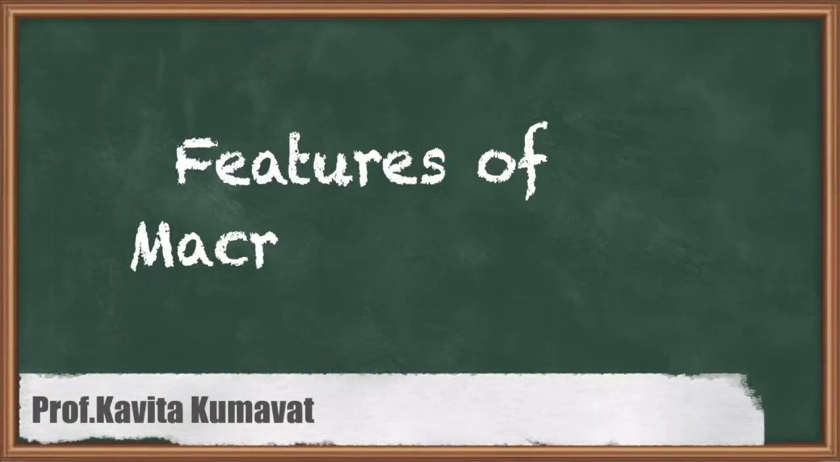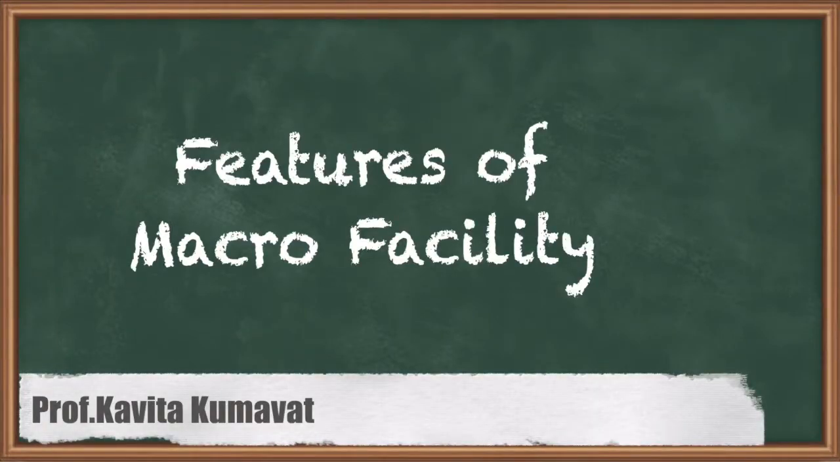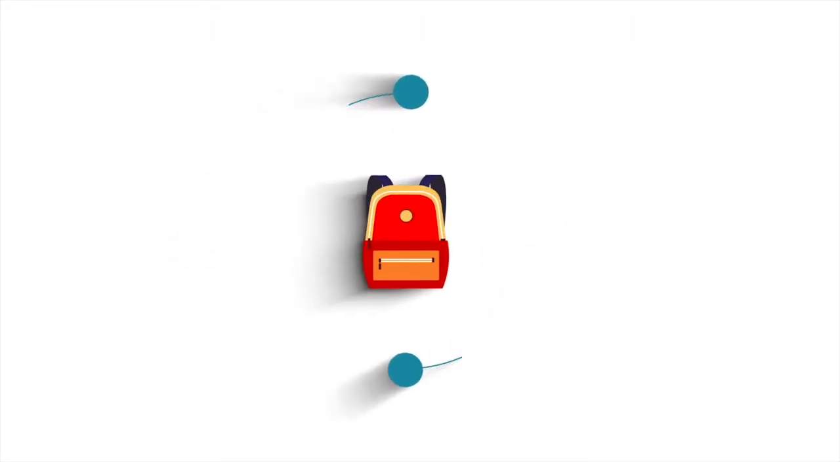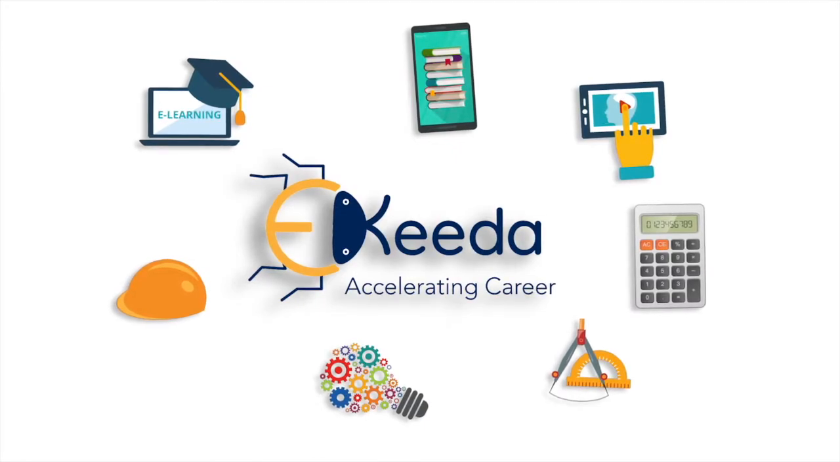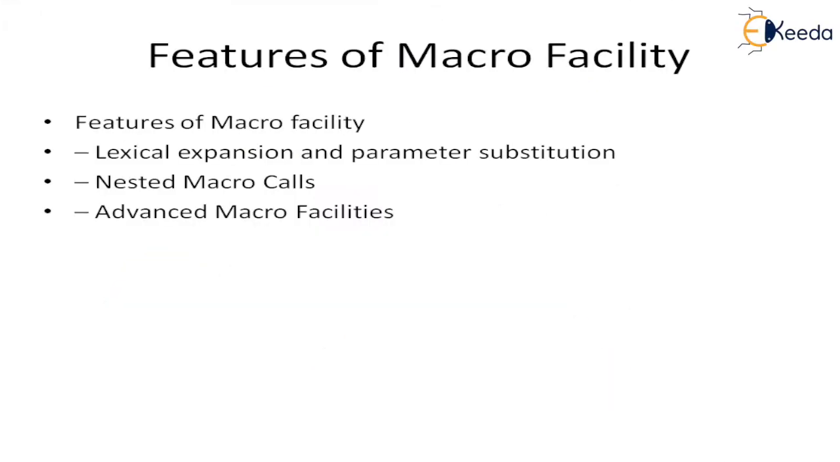Hello friends, today we are going to discuss the topic of features of macro facility. The features of macro facility are basically of three types: lexical expansion and parameter substitution, nested macro calls, and advanced macro facility.